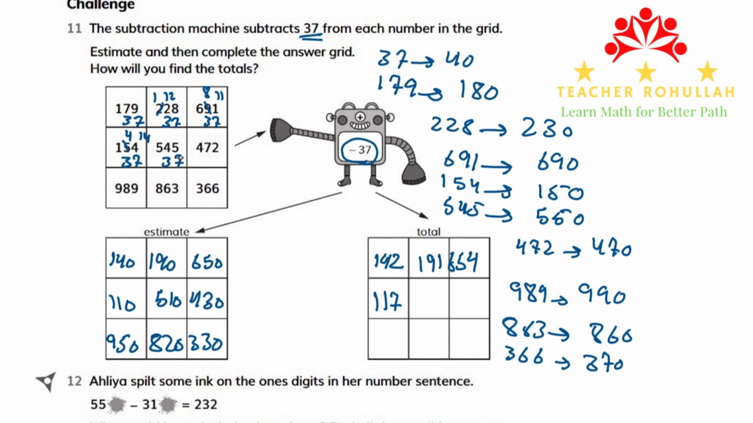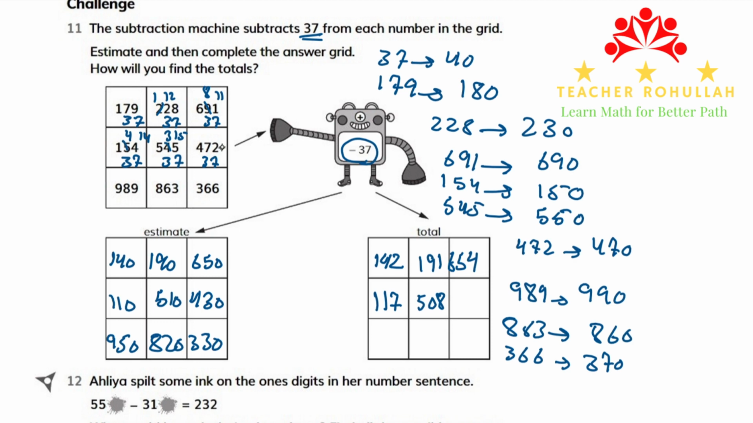So we cannot subtract 7 from 5. We borrow from 4. This becomes 3, and this becomes 15. 15 minus 7 is 8. And 3 minus 3 is 0. And 5 minus nothing is 5. The answer is 508. The last number on this row is 472 minus 37.